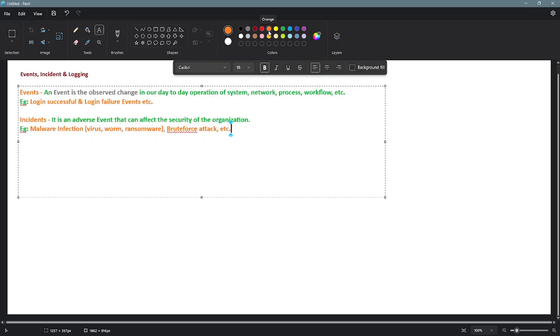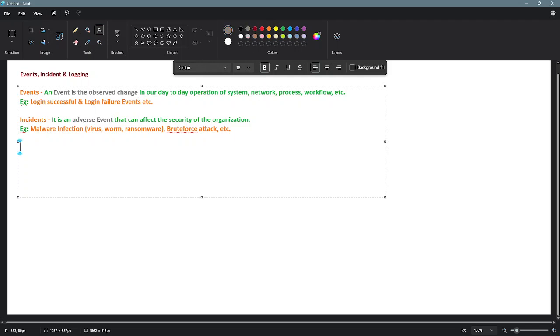In CEH there are parts on spoofing and sniffing, and something called malware analysis, where you can learn how to create malware in Kali Linux. But that type of malware can easily be detected by firewalls, because it can be detected by signature-based and rule-based detection. So an incident is an adverse event.